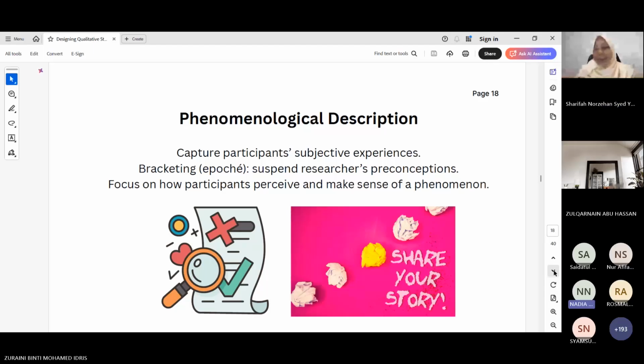I see. Kalau itu dikategori sebagai phenomenological atau case study? That one lebih phenomenological, sebab you tak ada specific hotel kan? Betul.